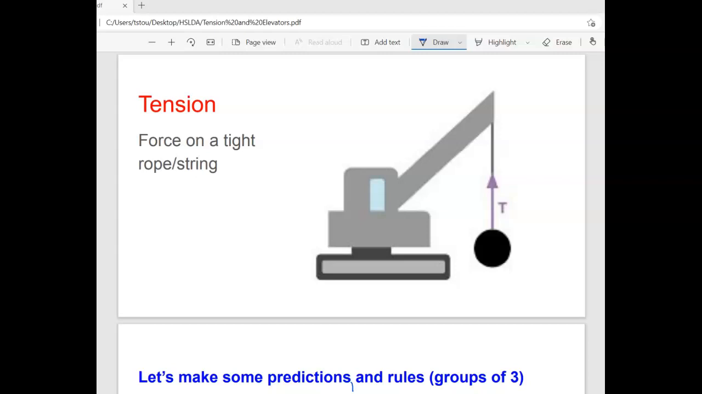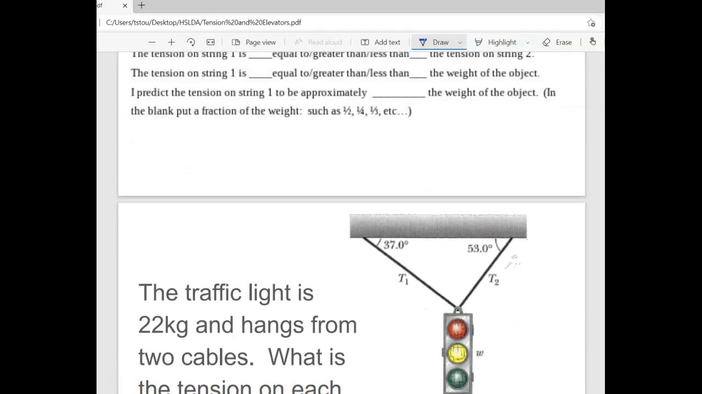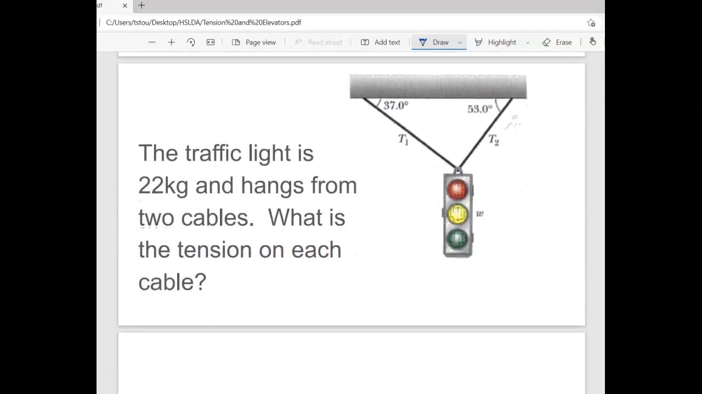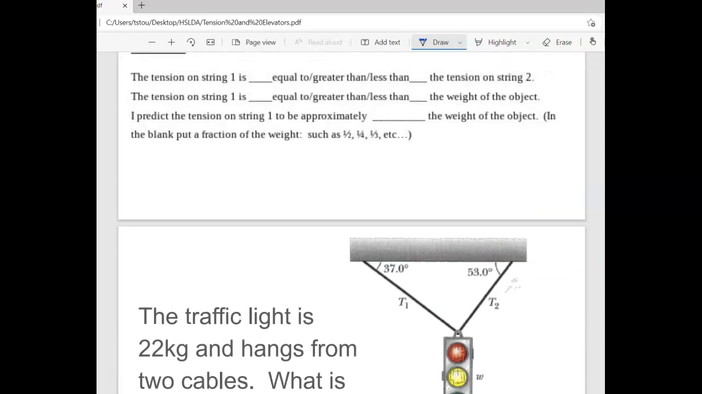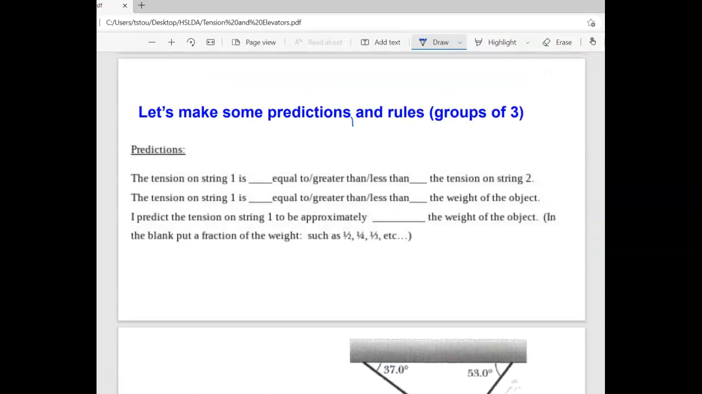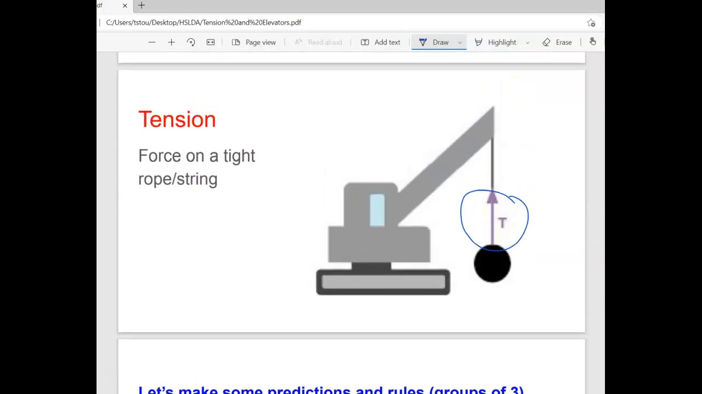Hi there. This video is going to be about tension. Tension is that force that you might feel on a tight rope. We're going to be talking about things as they are hanging from at an angle. That's the most often kind of way you're going to be doing these kind of tension problems. In class, we did a lab and kind of predicted what the tension would be. Tension is going to be a force, so it'll be measured in newtons.